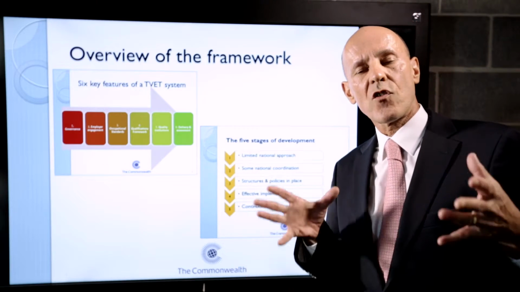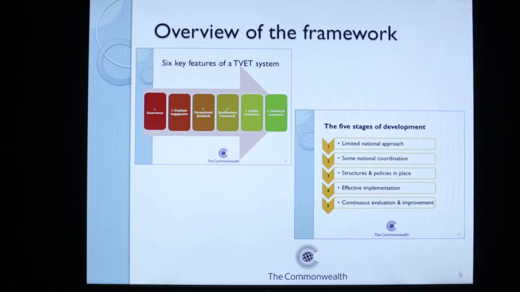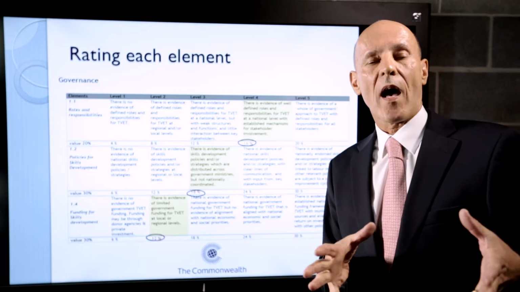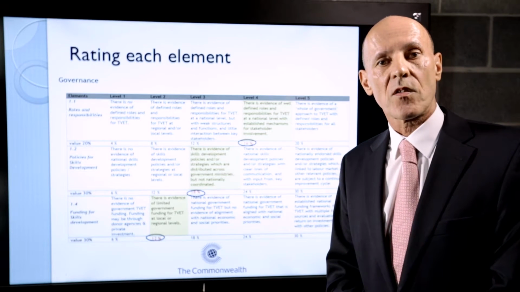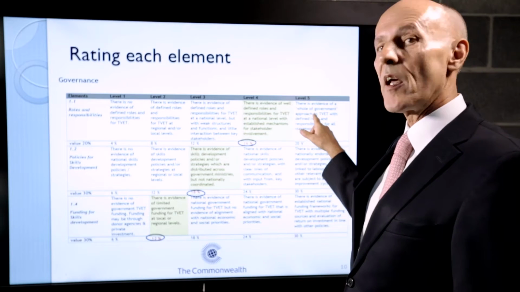So the framework has 2 main parts. The first is the 6 key features, and we'll go into those in more detail in the next 2 video clips. And as we mentioned, there's also 5 stages of development. So on this basis, each key feature is then broken down into a number of elements. And each element is established at different levels.